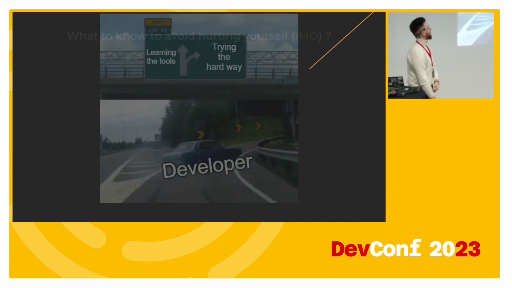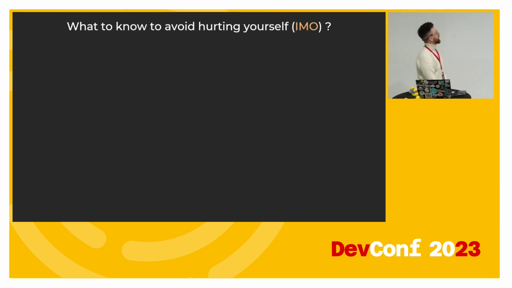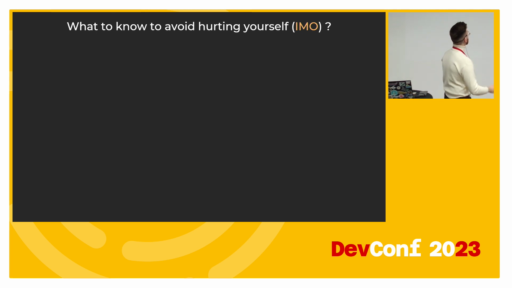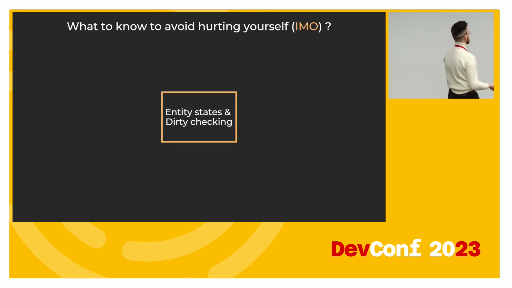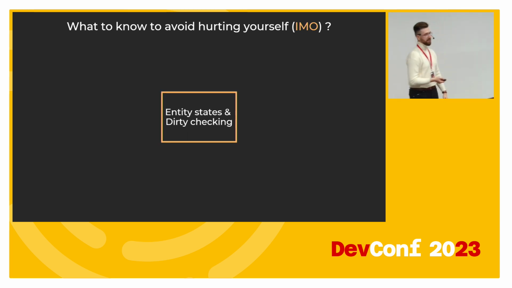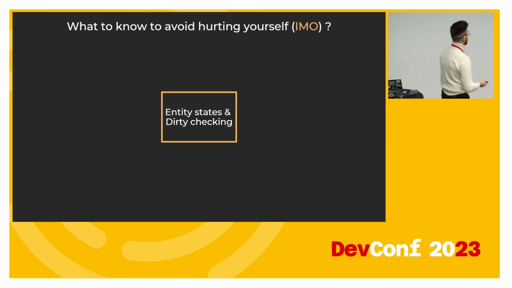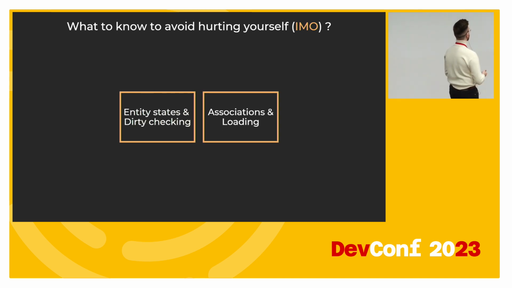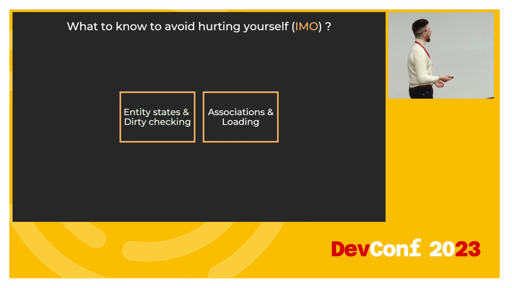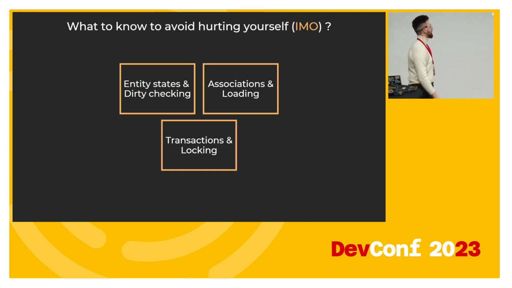Yeah, and I think that is a good depiction of a developer. Okay, so in my opinion, to avoid hurting yourself with ORMs, we need to know what entities are, their states, so what states an entity can have, and dirty checking. Then we'll go into associations and loading. And at the end, we'll say something about transactions and locking.